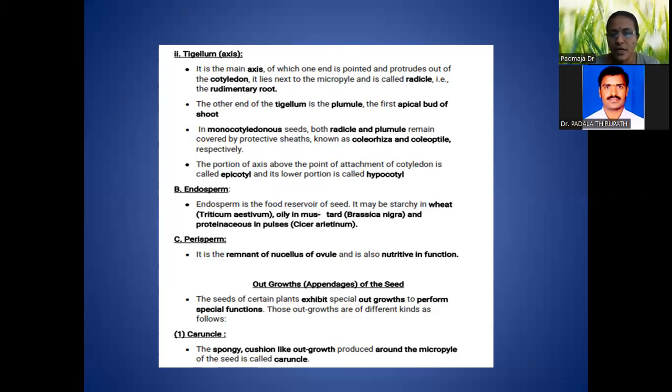The seeds of certain plants exhibit special outgrowths to perform special functions. These outgrowths are of different kinds as follows. They may be for absorption, or for the storage of food materials, or for the dispersal of the seeds. Like this, the first one is the caruncle.